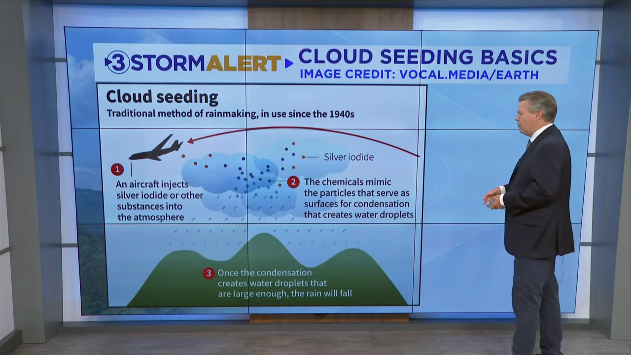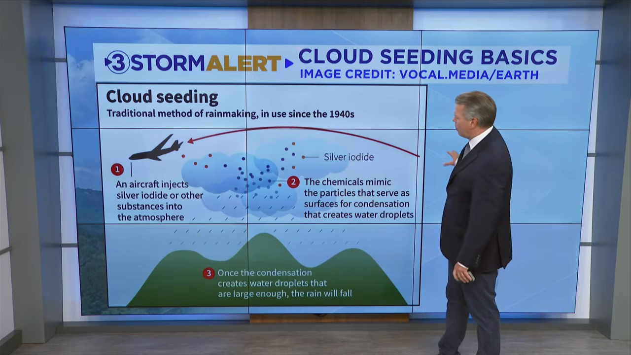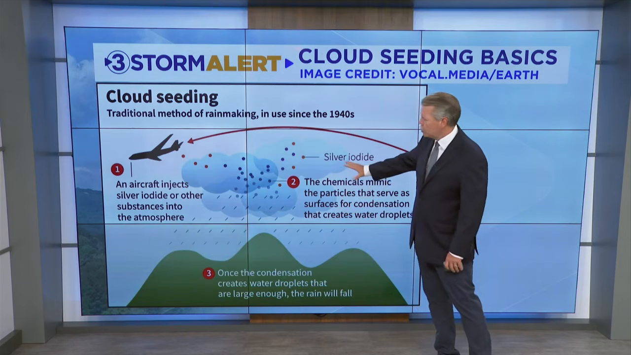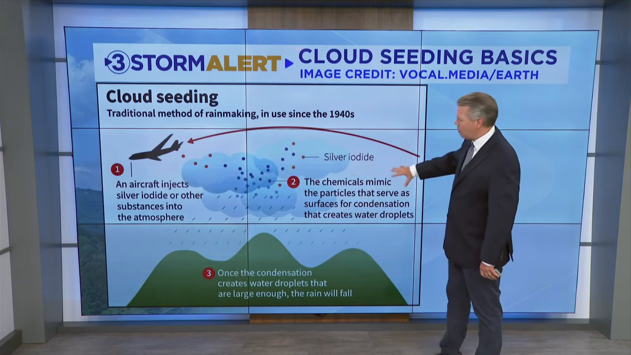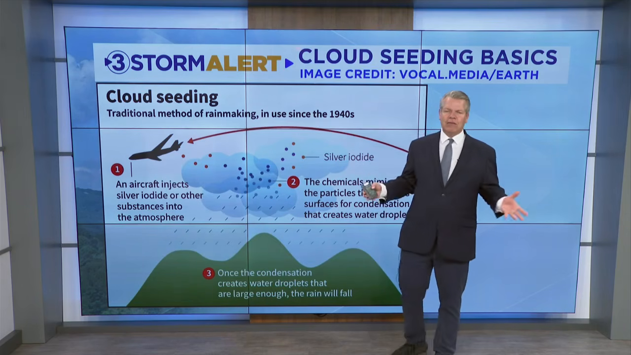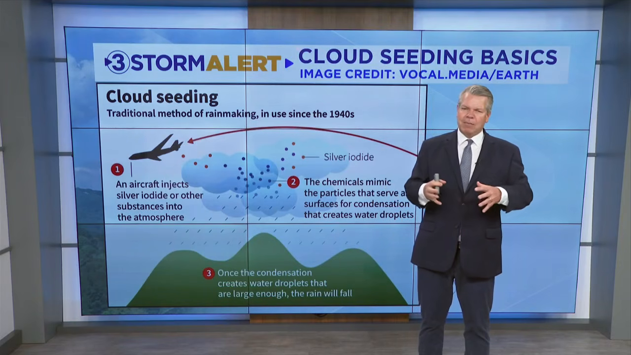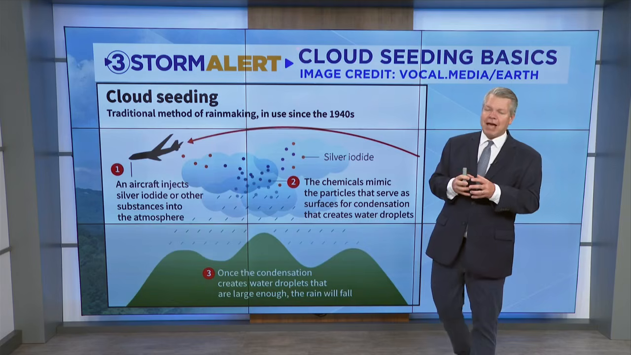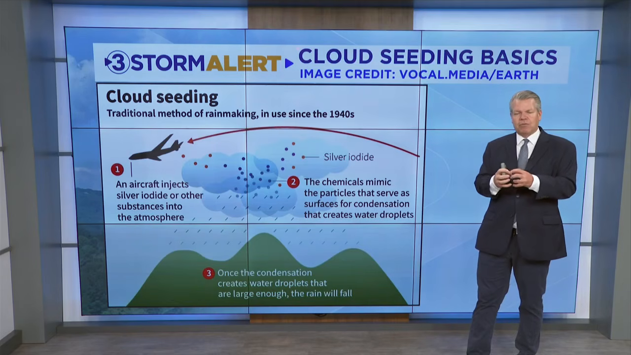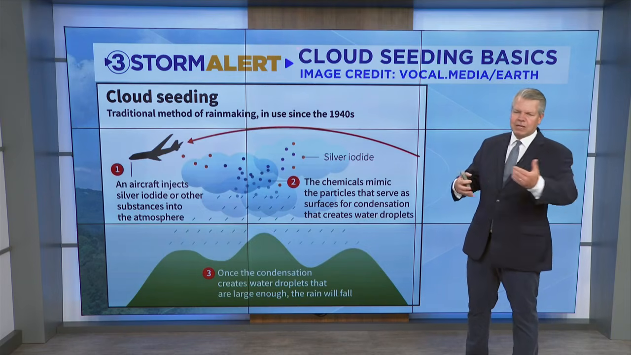The way it works is you'll have a plane, or sometimes the cloud seeding can be done on the ground, but typically it's done with a plane that flies over or into a cloud, and it will disperse a chemical, typically silver iodide. Silver iodide inside of a cloud attracts water droplets, so it speeds up and helps initiate even faster that process of those raindrops coming together, and gives it a better chance of producing more precipitation than it otherwise would.